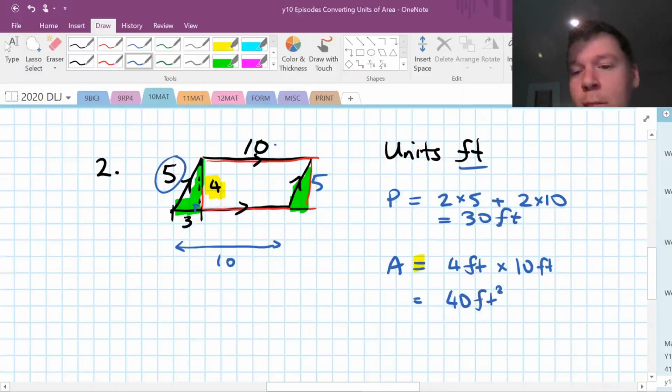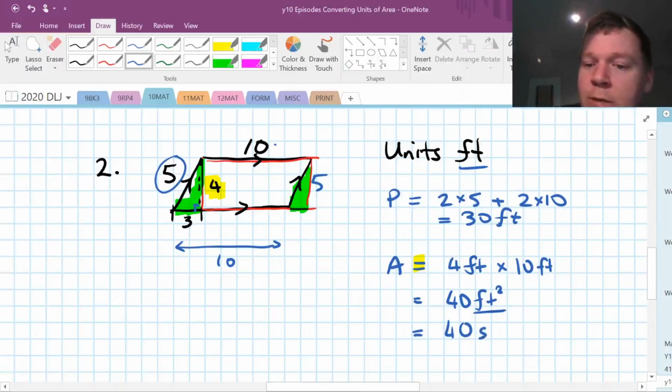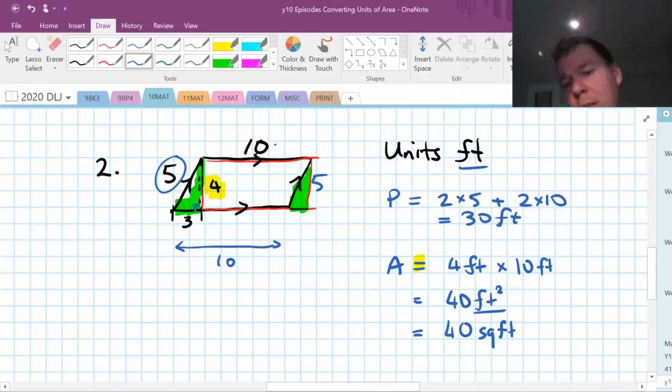Well, they actually use a different thing in America. They say square feet, which looks like that sometimes. But those two are the same way of writing the same thing, basically.